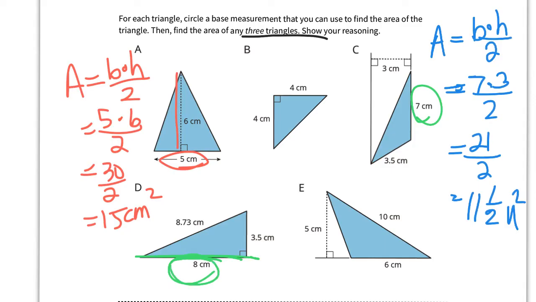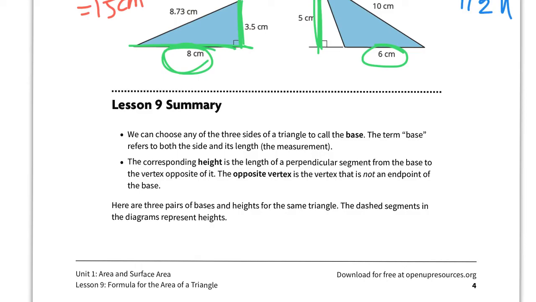Find your base. Find the corresponding height. Multiply them, and then divide by 2. There you go. Find your base. Find the corresponding height. Multiply them. Divide by 2. There you go. All right, so triangles are kind of fun.